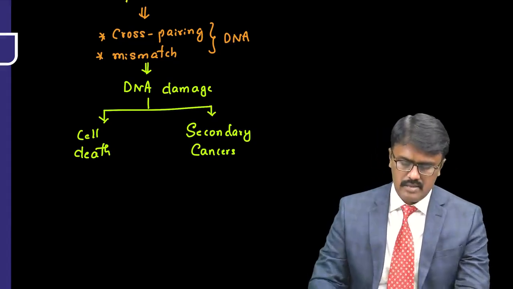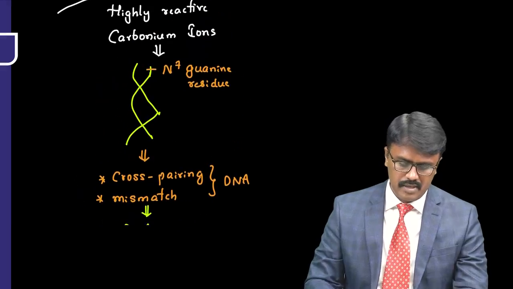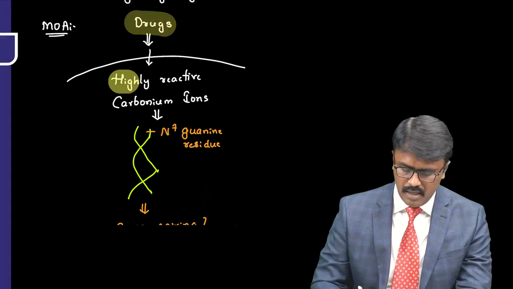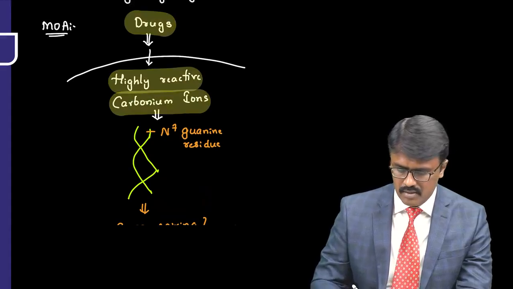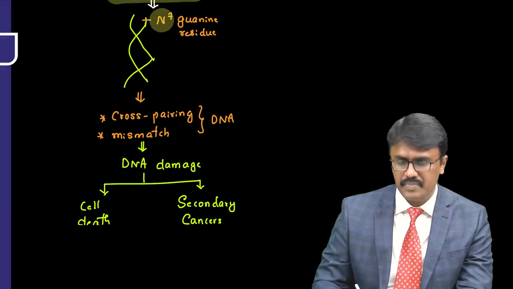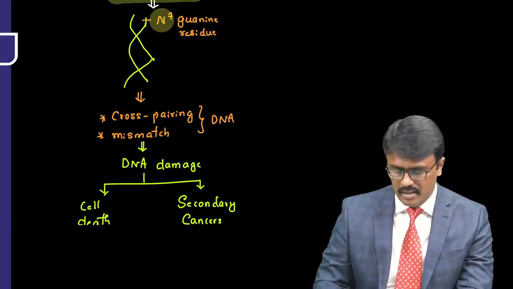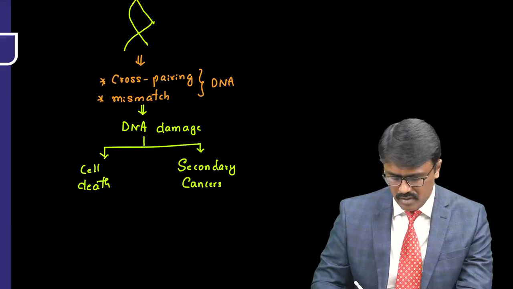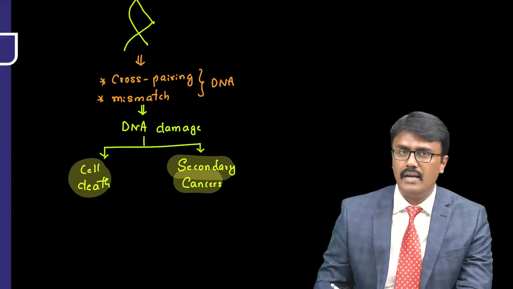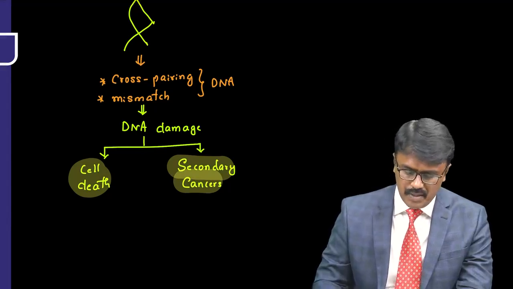So there is DNA damage. This is the mechanism of action. Let me repeat again. Drugs enter the cancer cell. They form highly reactive carbonium ions. They bind to N7 guanine residue where they alkylate the DNA. There is cross pairing and mismatching. There is DNA damage and cell death. Or these damaged DNA can proliferate and can lead to secondary cancer also.